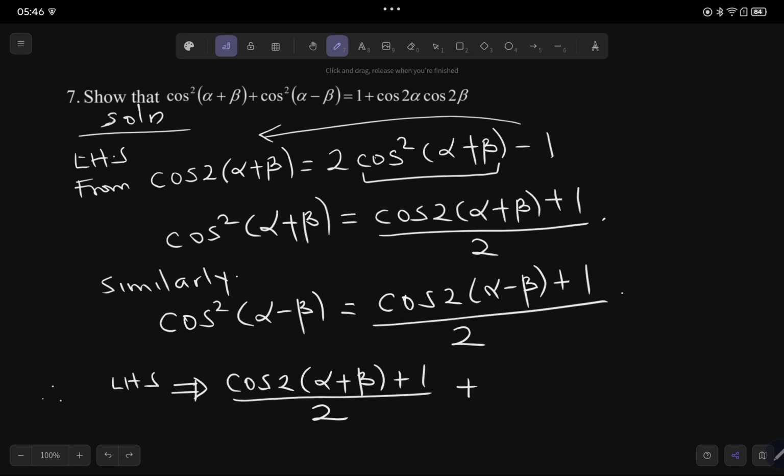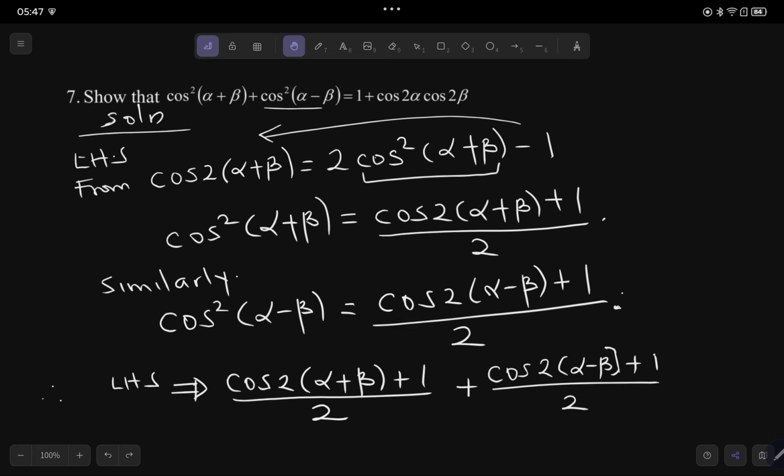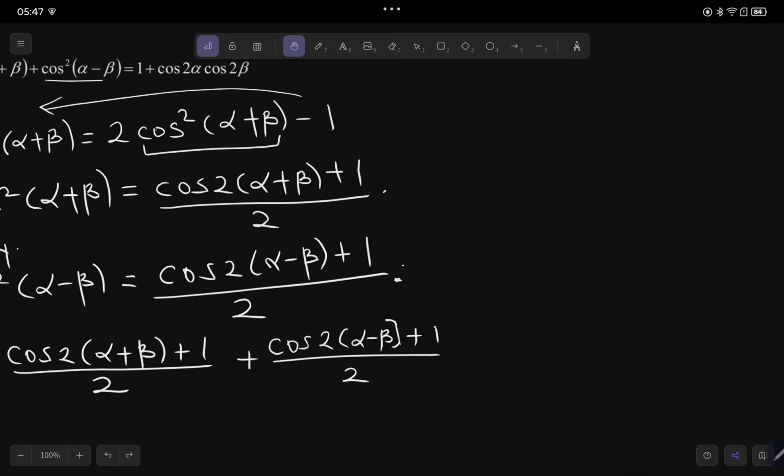Then plus, now this one will replace this: plus cos 2 into (alpha minus beta) plus 1 over 2. Now, we are seeing a common denominator, so we can basically add the numerators.